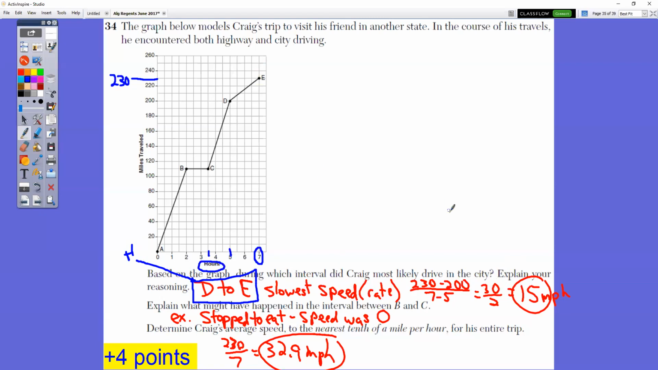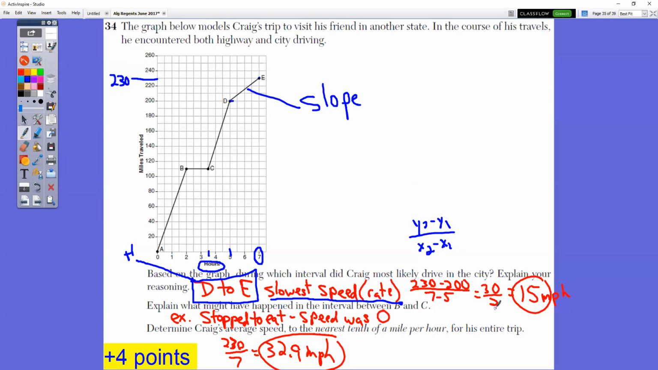Explain your reasoning. Well, there's a couple different ways that you could explain it. First of all, it is the slowest speed or rate. If you actually found the rate that he was traveling, if he traveled 30 miles in 2 hours, you could find the slope, right? Slope or rate of change is the same exact thing. So if I found the slope between those 2 points, I would do 230 minus 200 over 7 minus 5. That is your y2 minus y1 over x2 minus x1. That's where I'm getting those numbers from for my 2 points at D and E.